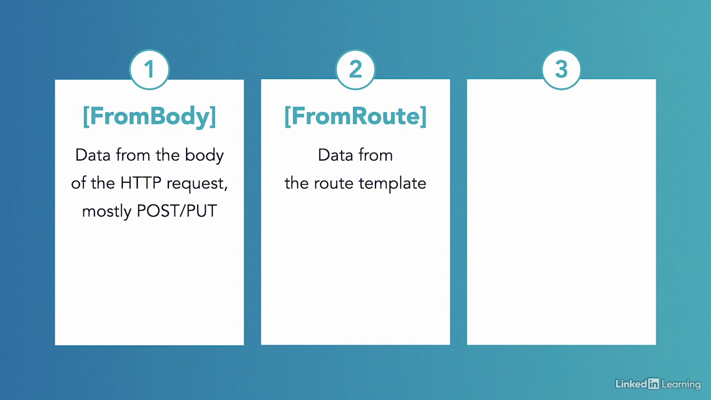And finally, we have from query, and that's data from the URL, from the query string, thus the name. Again, these are probably the three most important options, but there are more. But with those, you will come very far, because then you can accept data from the HTTP request, and usually that means a post or a put request, or from the route, you've already seen that, or from the query string.